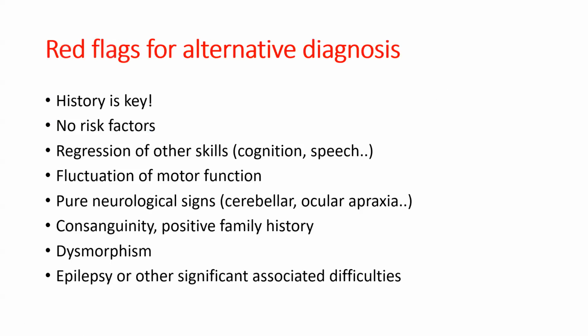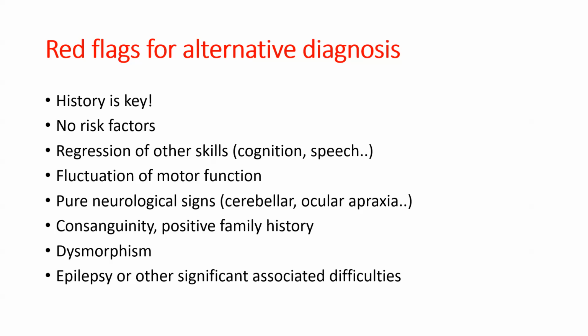What are the red flags for alternative diagnosis? I think history is key. And, as pediatric neurologists, the majority of our diagnosis rests on the history. So if you don't have any risk factors, if you don't have a history of hypoxic ischemic encephalopathy or any other risk factor as such, prematurity, kernicterus, neonatal hypoglycemia, then you have to question, what am I dealing with here? If you have regression of motor and of other skills, so sometimes you have children who may walk on time, but then they forget walking or they have difficulty in walking at a later stage.